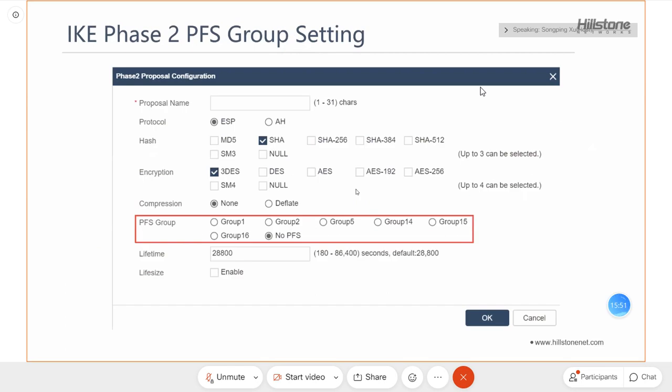Here is the configuration for the PFS group. We support these 6 groups for the PFS service. No PFS is group 0.